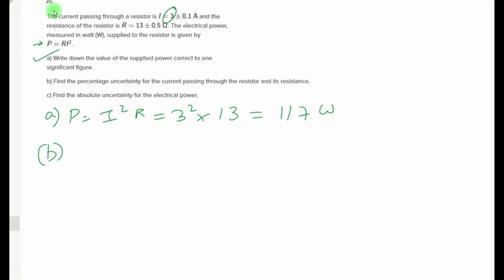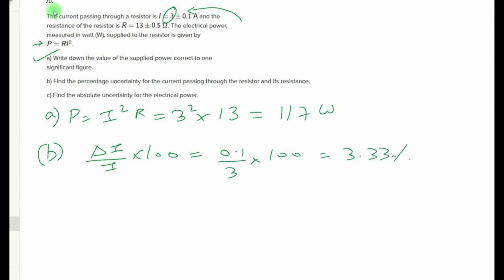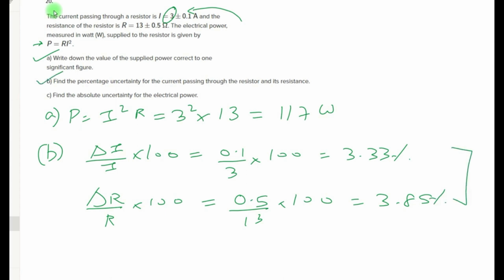Part B is to find the percentage uncertainty for the current passing through the resistor and its resistance. The percentage uncertainty for current is expressed like this: delta I is the uncertainty in the measurement of current, which is 0.1 amperes, divided by the value of current, times 100. So this would be 3.33%. Similarly, using the value of the resistance, the percentage uncertainty for resistance is 0.5 divided by 13 times 100. That gives us 3.85%. These two are the answer to part B.